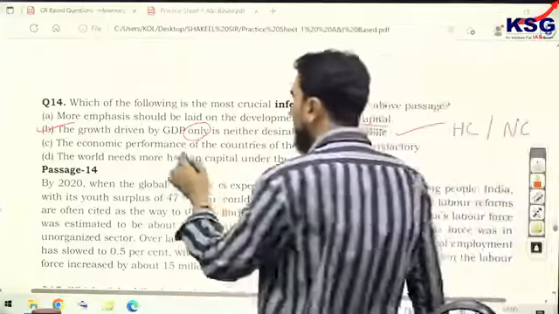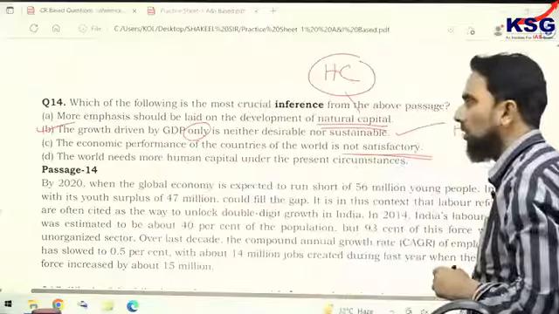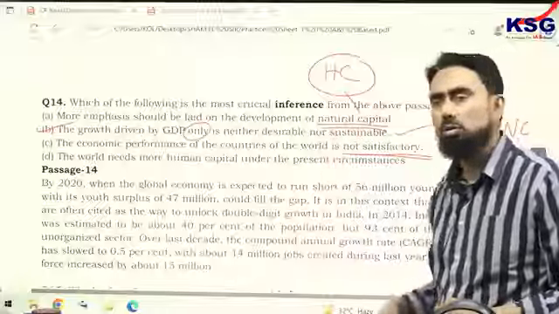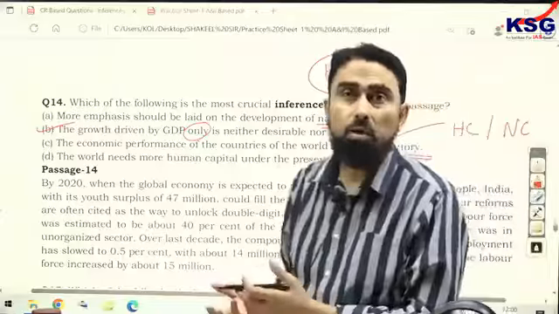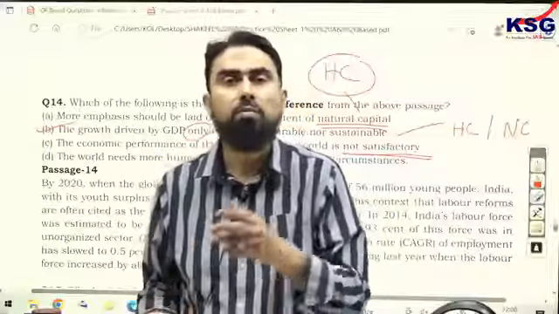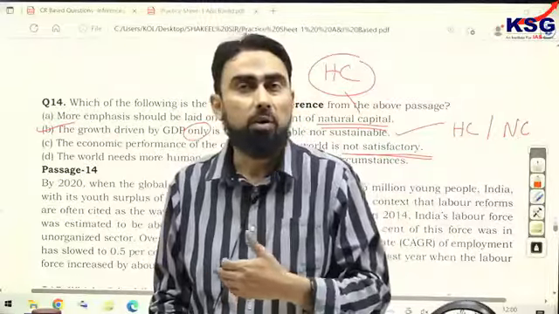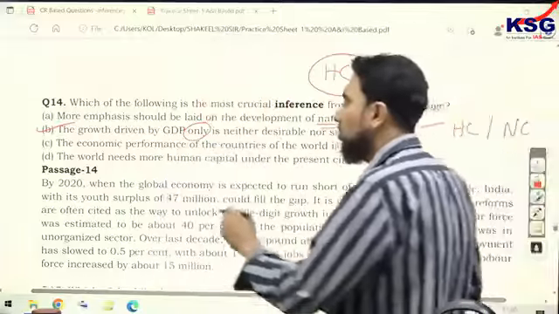C option, the economic performance of the countries of the world is not satisfactory. How? It is a very generalized one, right? Countries of the world, in general, all countries, it is talking about not satisfactory. In what sense is it not satisfactory? There may be a few countries who have taken care of not only the GDP but the human capital and natural capital as well. We don't know. So it has generalized. That's why C loses out.